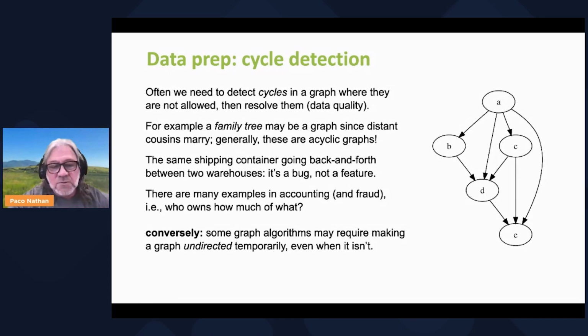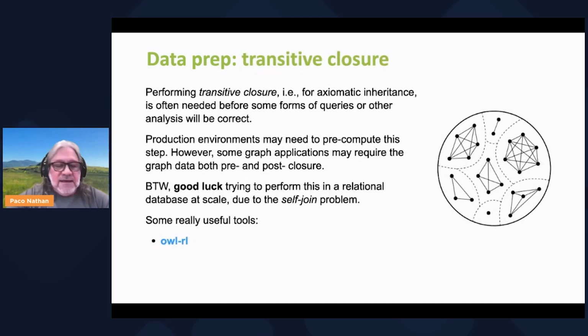You can use breadth first search in other ways, but you need to be able to resolve it before you can really go in and do the inference that you need to do. And then next is something called transitive closure.